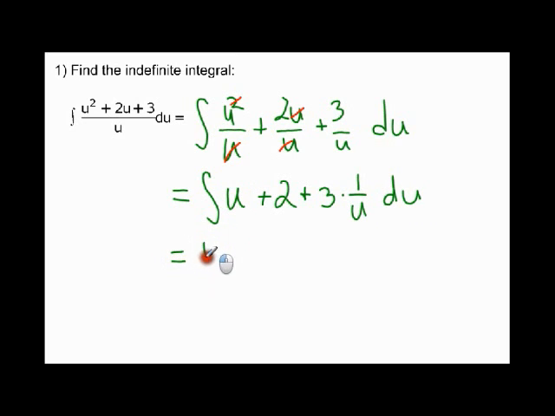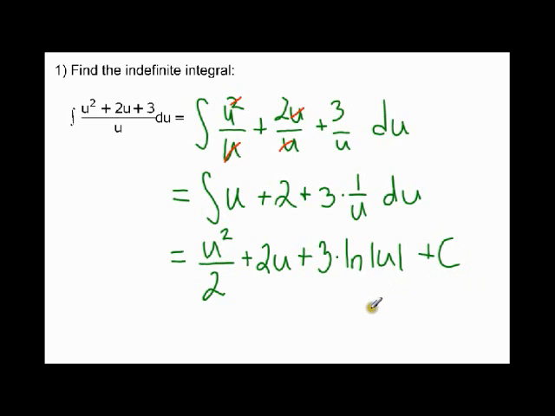So the integral of u is going to be u squared over 2. The integral of 2 is going to be 2u, right? The integral of 3 times 1 over u, well, we know the integral of 1 over u is ln u, so this will be 3 times ln, actually it's not just ln u, it's ln absolute value of u, plus some constant that we don't know.